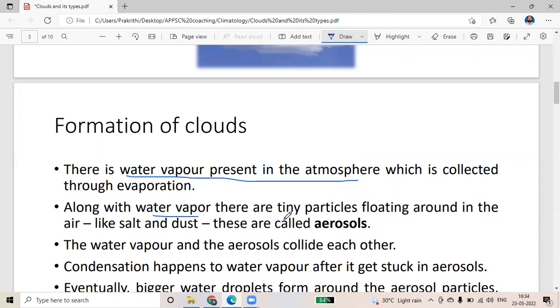Along with the water vapor, there are different tiny particles floating around in the air: dust, pollutants, and a lot more. There will be dust particles, sand particles, rock particles, seeds, and many other particles in the atmosphere. Over oceanic regions there will be salt content, tiny bits of salt. All of these are actually called aerosols. This question can be asked: what are aerosols? These are tiny particles floating in the atmosphere, that we call aerosols.